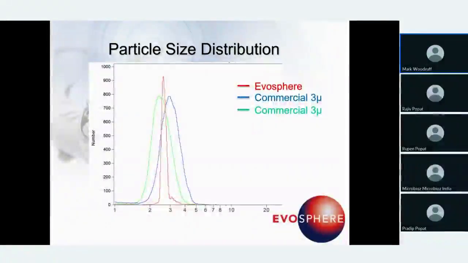So you can see from the red peak that this Gaussian distribution has now been tightened up an awful lot on the EVOSPHERE particles. So now when we say this is 3 micron, it really is a lot closer to being all 3 micron rather than a much wider spread of particle diversity.